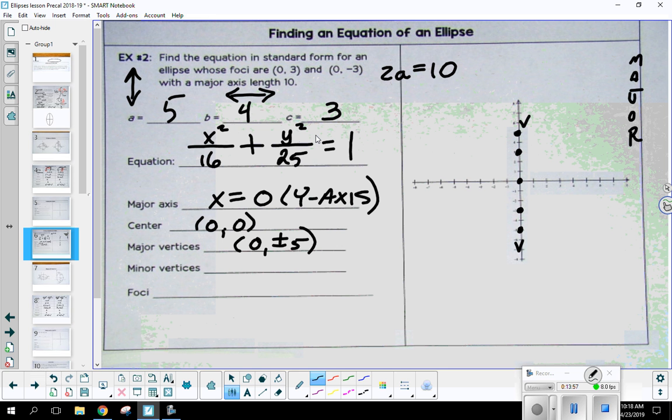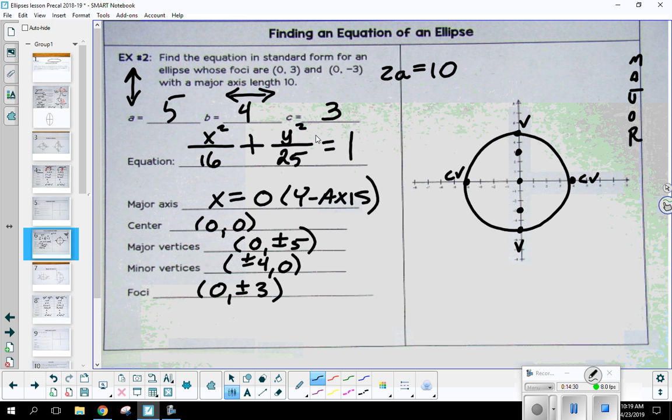If I want to find the minor vertices, the co-vertices, then I'm going to go 4 right and left. So 4 to the right, that's a co-vertex. 4 to the left, that's a co-vertex. And there's my ellipse. Okay. So what are the coordinates of the co-vertices? Erica? There we go. Plus or minus 4, 0. And we were already provided the foci. We know that's 0 plus or minus 3. There we go.